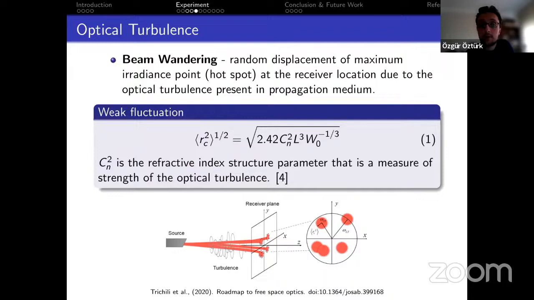This parameter can be obtained by temperature measurements at precise locations, but we couldn't do such a measurement. In the expression, L is the propagation distance, W0 is the beam radius, and we can approximate this big fluctuation like that.